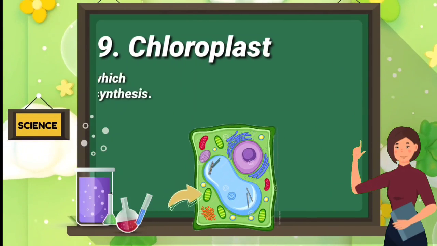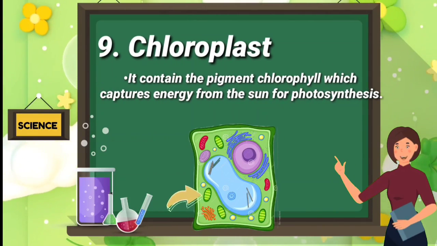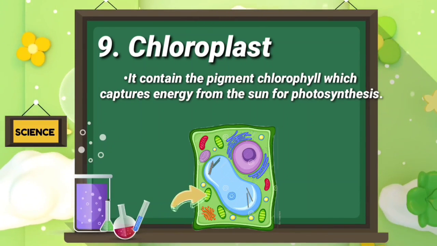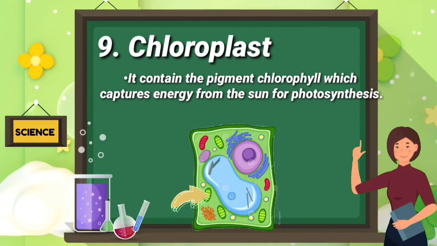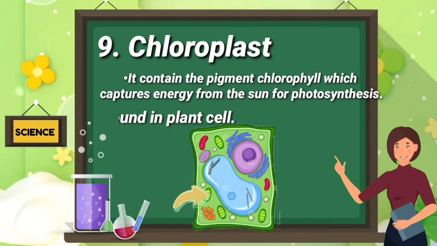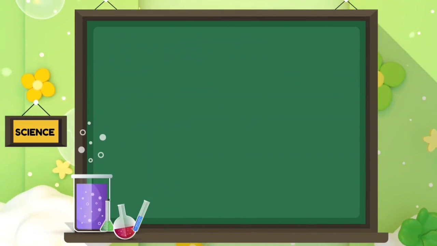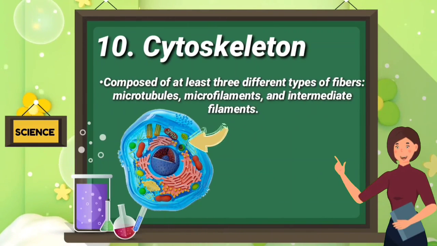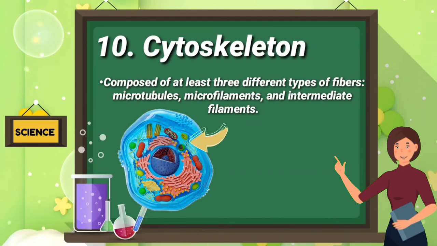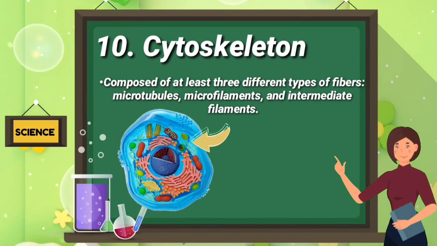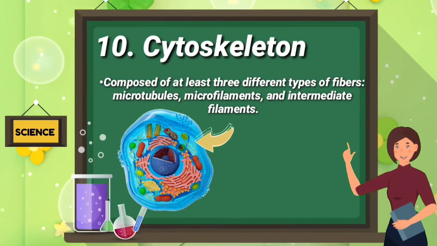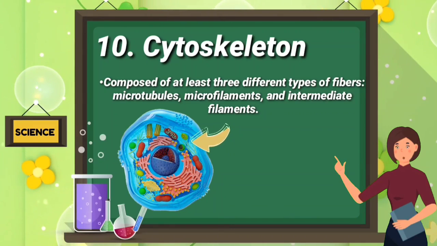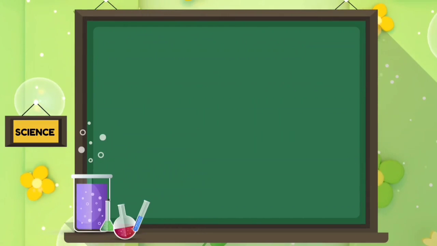Chloroplast. It contains the pigment chlorophyll, which captures energy from the sun for photosynthesis, and it gives the plant its green color. It is only found in plant cell. Cytoskeleton, composed of at least 3 different types of fibers: microtubules, microfilaments, and intermediate filaments. It is also involved in anchoring the nucleus and supporting the cell contents.